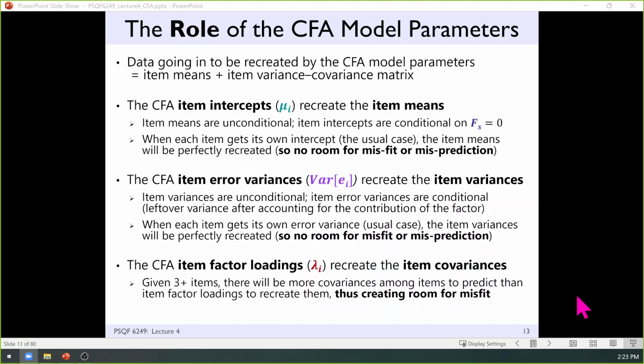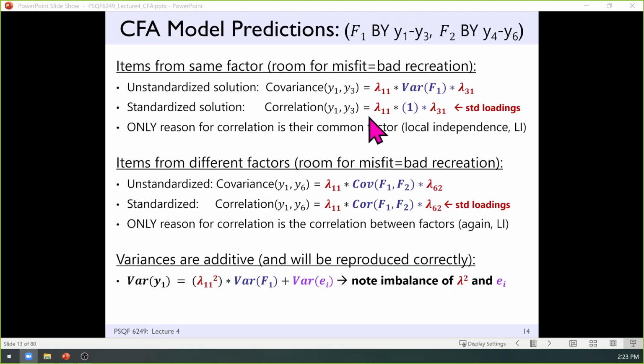Where the potential for disconfirmation or misfit or being wrong more broadly comes from is in the item factor loadings. Their job is to recreate the covariances among the items. And as long as you have fewer loadings than you have covariances to be recreated, you have the chance to be wrong. So really it boils down to the match between what the loadings say and what the covariances are. Everything else will work out okay as long as each item gets its own intercept, means are fine. Each item gets its own error variance, variances are fine. So then how does the model predict these things?